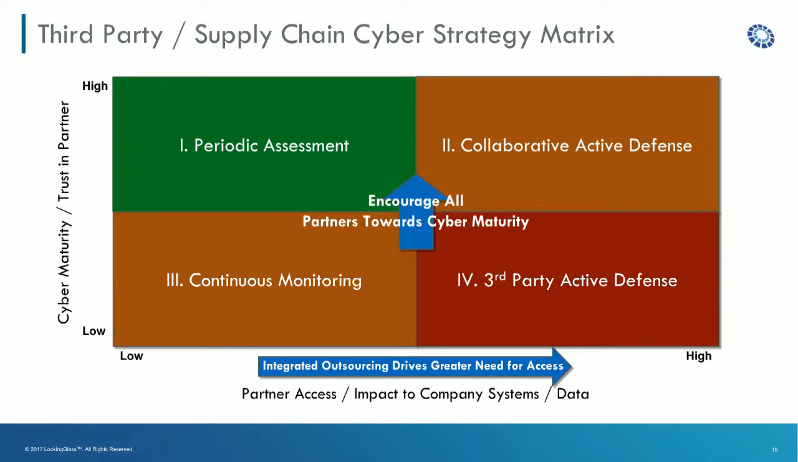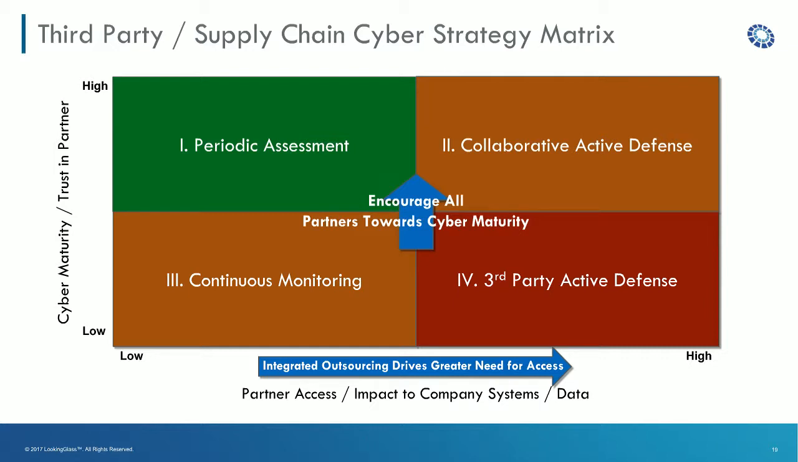Now, one of the things that we've done when we discuss this with organizations is how do we categorize third parties in our supply chain? There are many different maturity levels. There are many different accesses to your environment. So we have this simple 2x2 matrix where one side is basically the maturity of the third-party organization, and the other axis is based on the access they have to your networks and your systems.